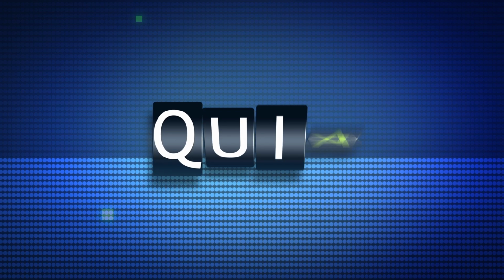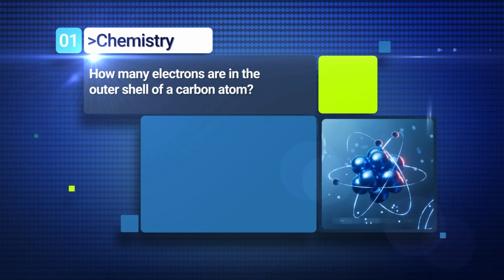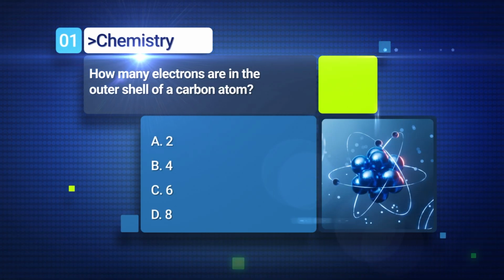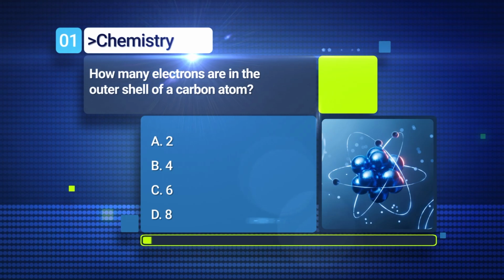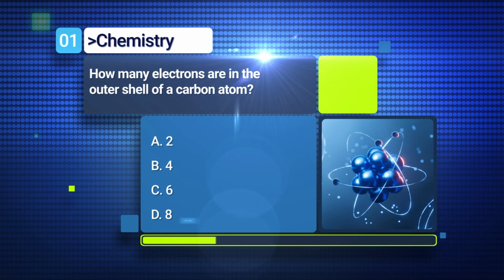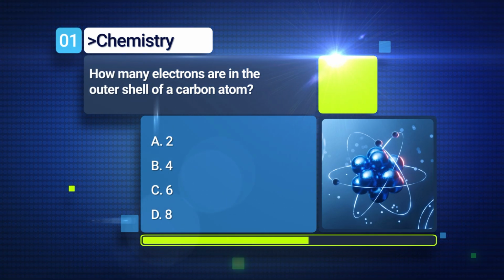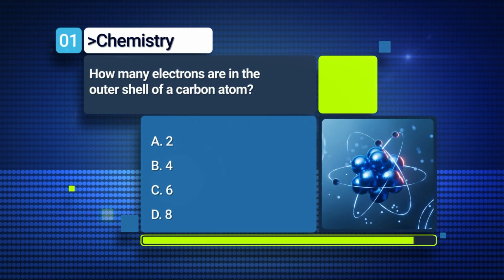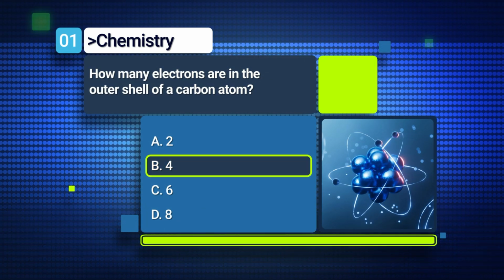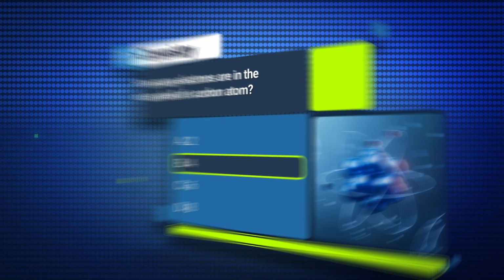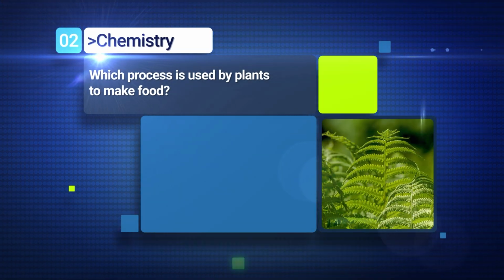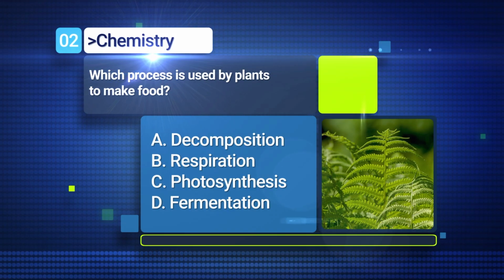U.S. School Chemistry Fundamentals Quiz 8. Question 1. How many electrons are in the outer shell of a carbon atom? A. 2, B. 4, C. 6, or D. 8? The answer is B. 4. Question 2. Which process is used by plants to make food?